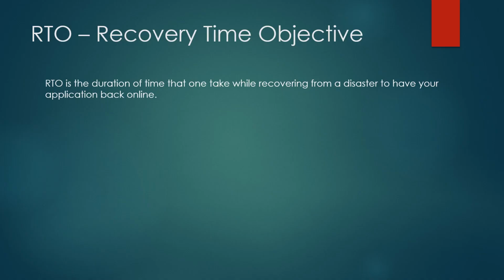Now let's first talk about RTO, that is recovery time objective. RTO is the duration of time that you specify for your application, by when you will be able to recover your application from disaster. Different applications or implementations can have different RTO depending on the business criticality of that application, how important business continuity is for that application, and the impact of downtime for the application.